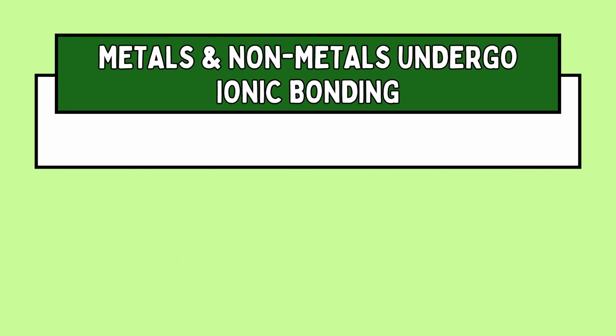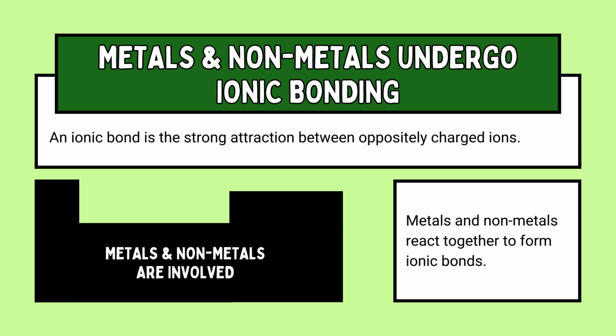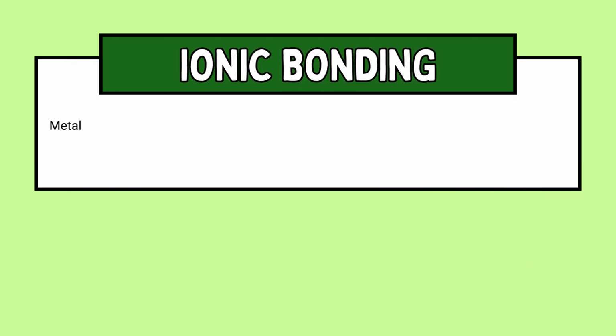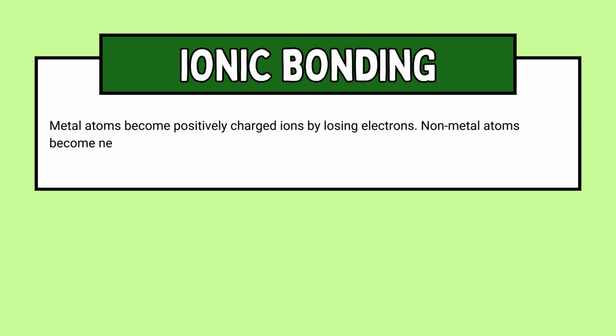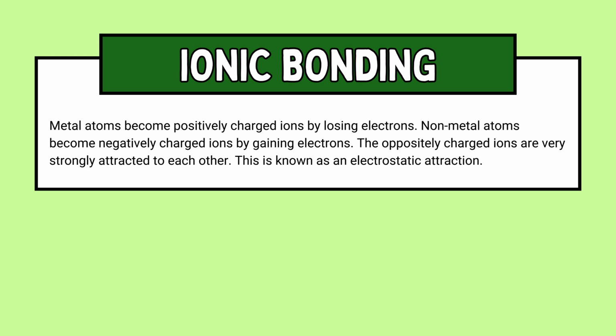Metals and non-metals undergo ionic bonding. An ionic bond is the strong attraction between oppositely charged ions. Metals and non-metals react together to form ionic bonds. In ionic bonding, metal atoms become positively charged ions by losing electrons. Non-metal atoms become negatively charged ions by gaining electrons. The oppositely charged ions are very strongly attracted to each other. This is known as electrostatic attraction.